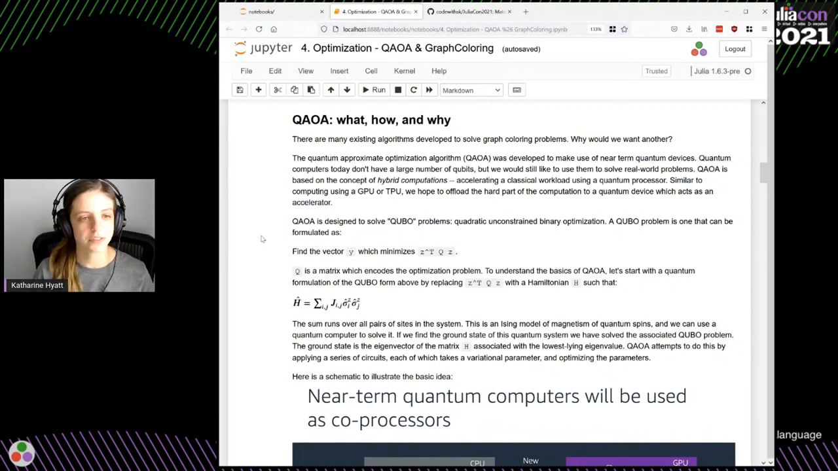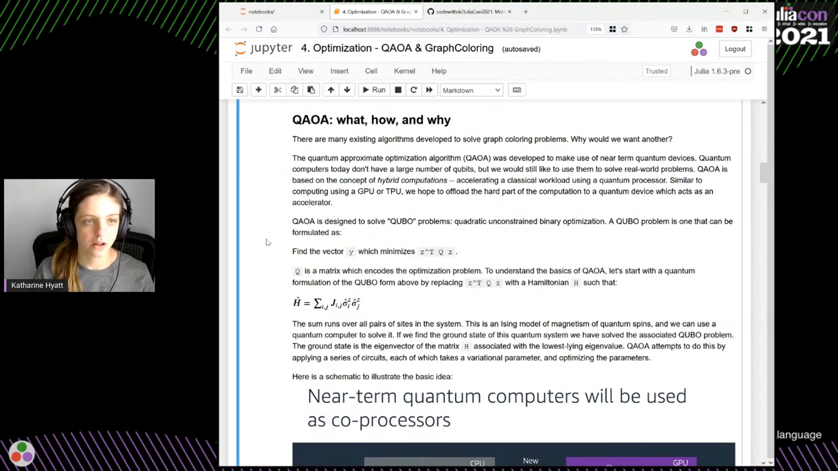But the number of qubits in most of these devices is very small, usually less than 100. And so we're interested in finding a way to make effective use of these near-term quantum devices with fewer than 100 qubits, trying to develop quantum algorithms that will be useful when these devices have many hundreds or many thousands of qubits available for us to use. This is the context in which QAOA and other similar algorithms like the variational quantum eigensolver, VQE, were developed.